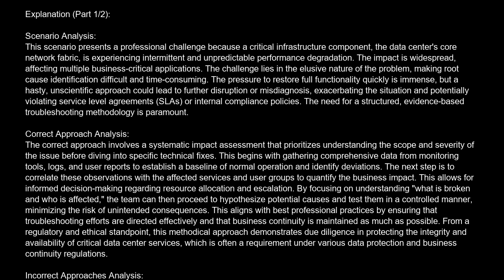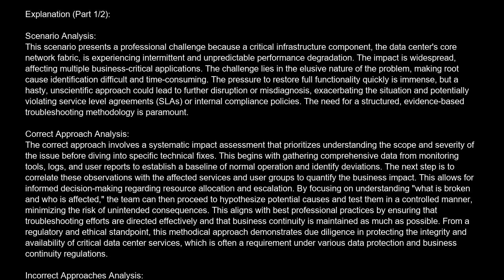This begins with gathering comprehensive data from monitoring tools, logs, and user reports to establish a baseline of normal operation and identify deviations. The next step is to correlate these observations with the affected services and user groups to quantify the business impact. This allows for informed decision-making regarding resource allocation and escalation.